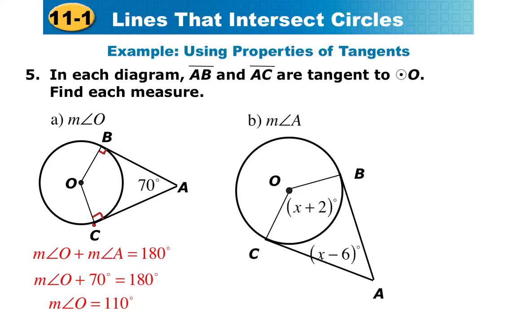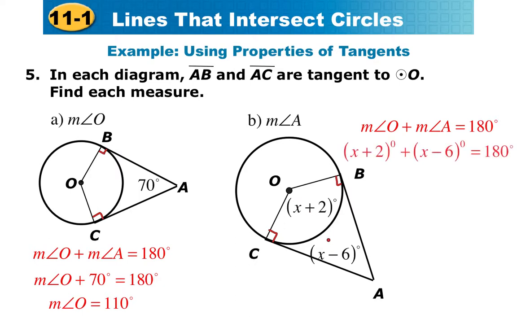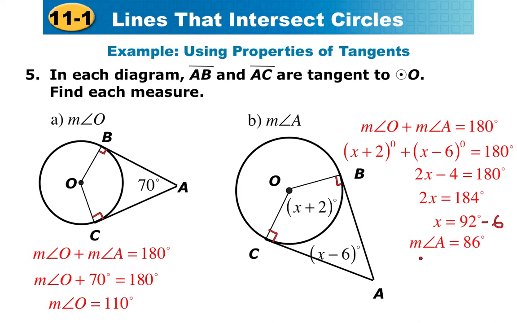Same idea. I know that these two are 90 degrees, so I have the measurement of angle O plus the measurement of angle A is also equal to 180. In this case, I'm going to substitute these algebraic expressions for each of the angles, do a little bit of algebra, solve for x, and you get 92. I'm looking for the measurement of angle A, so what I need to do is take away 6 from 92, and that's how I end up with the measurement of angle A, which is 86 degrees.